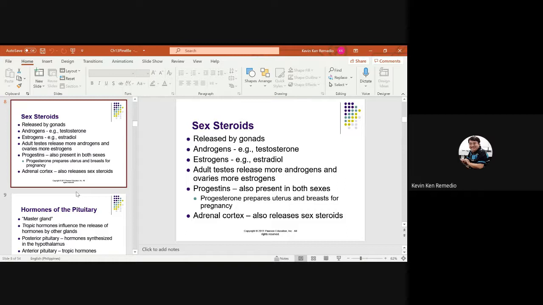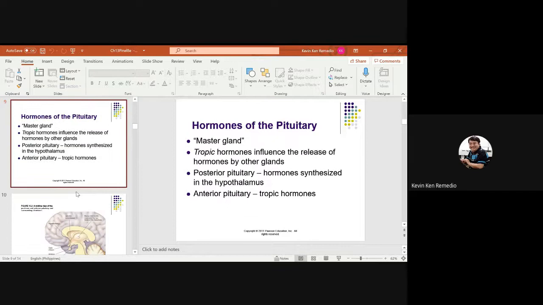Progestins, which is another type of hormone, and enables our reproductive organs to release progesterone, is present in both sexes. So progestins can be found in males and females. Progesterone can be produced in both male and female. The progesterone prepares the uterus and the breast of the mother or of the female for pregnancy. The adrenal cortex also releases sex steroids.